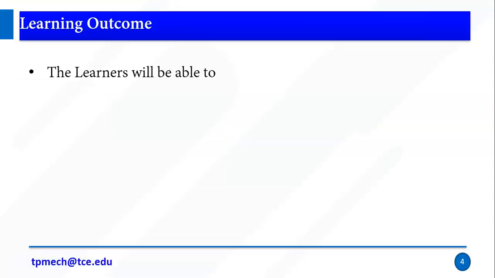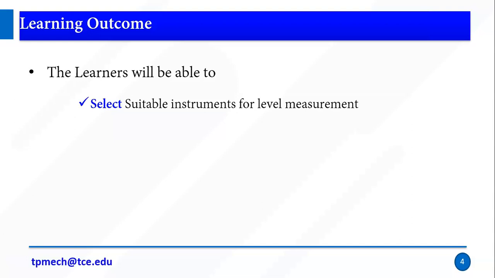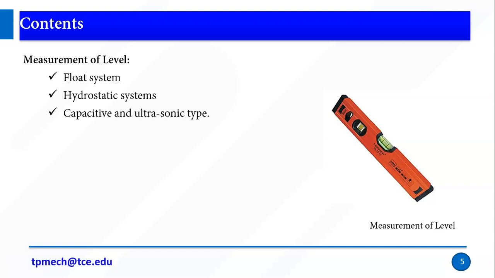My learning outcome is that at the end of this class you will be able to identify a suitable instrument for level measurements. These are the topics we are going to see: float type, hydrostatic system, capacitive, and ultrasonic type.